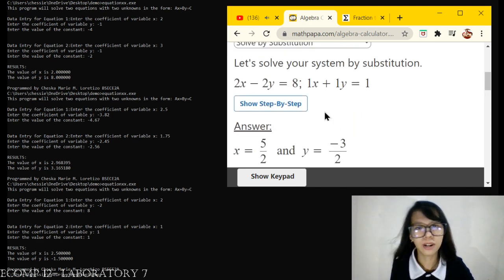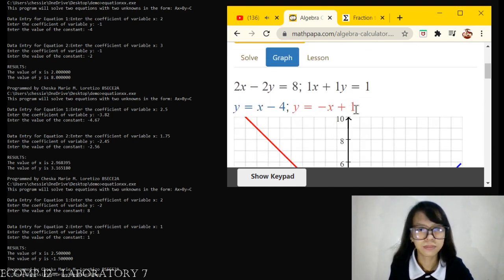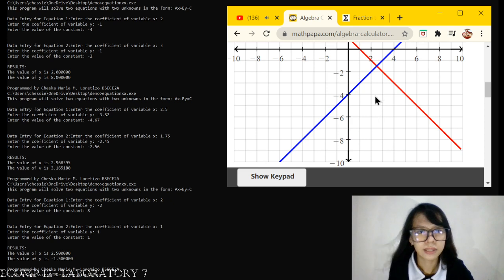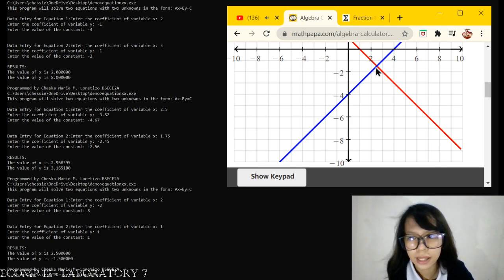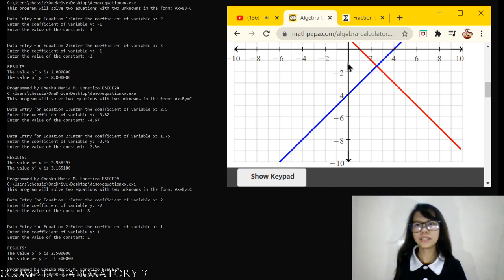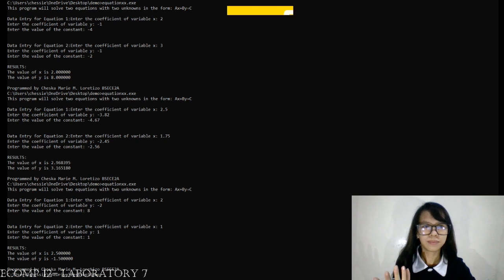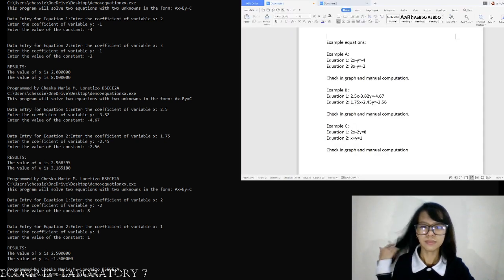But let's see in the graph. In the graph, they intersect at 2.5 for x and negative 1.5 for y. As you can see, my program is correct and it's running smoothly, and I hope it's good.